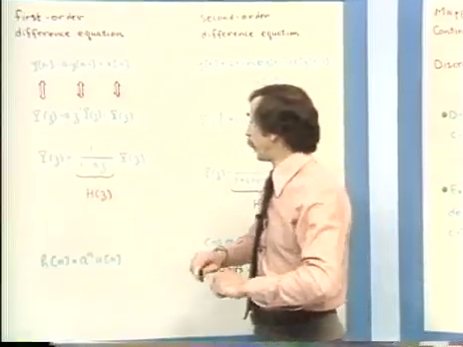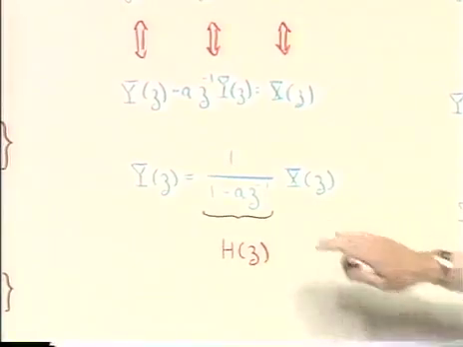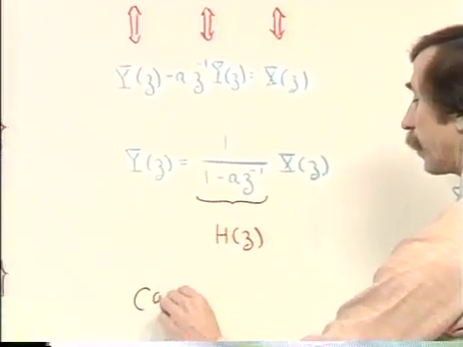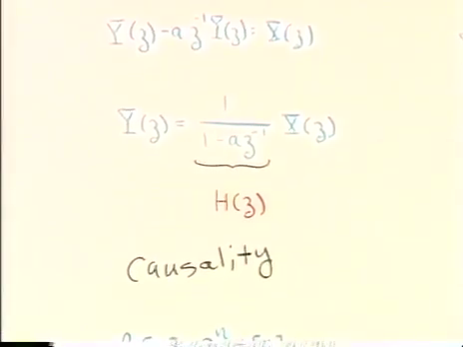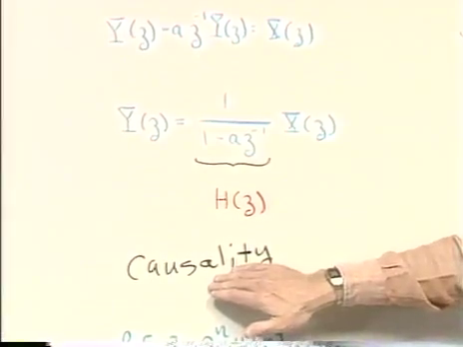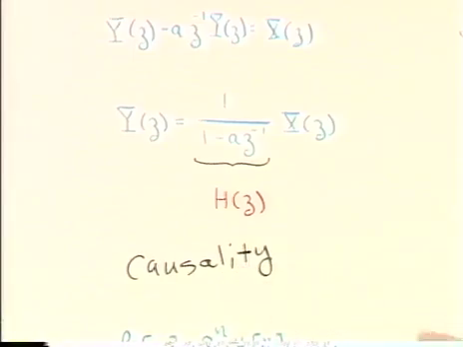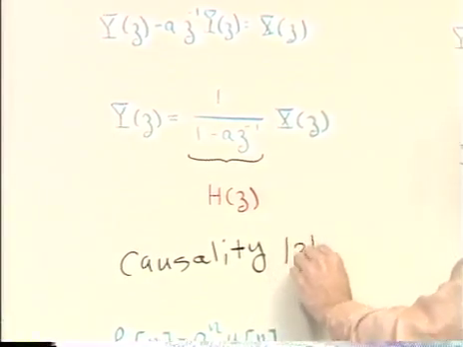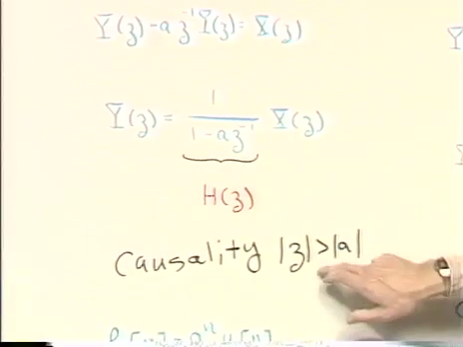So if I imposed on this system, in addition to the difference equation, the condition of causality, then that requires that the impulse response be right-sided, or the region of convergence be outside the outermost pole. For this example, that would require that the region of convergence correspond to the magnitude of z greater than the magnitude of a.